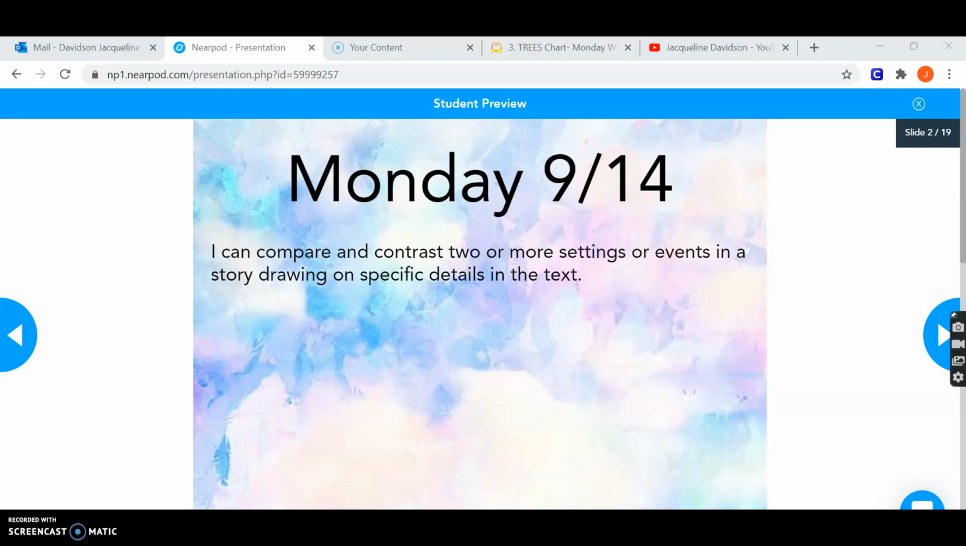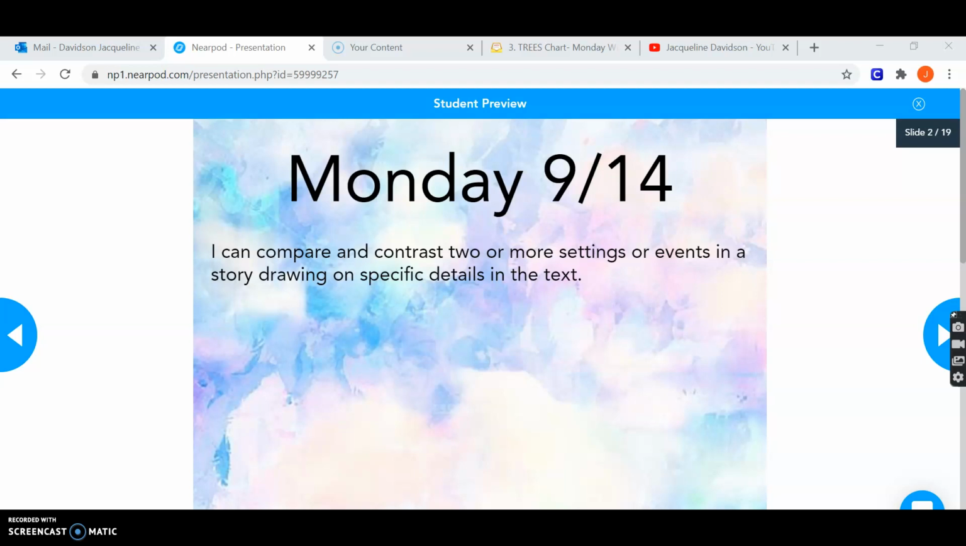Alright, so our I can statement today is I can compare and contrast two or more settings or events in a story, drawing on specific details in the text. So on Friday, in our Journeys book, we read Old Yeller, and we looked at our two characters that have been introduced so far, our main character Travis and his little brother Arliss, and we wrote down in our red journals how they were similar and how they were different.